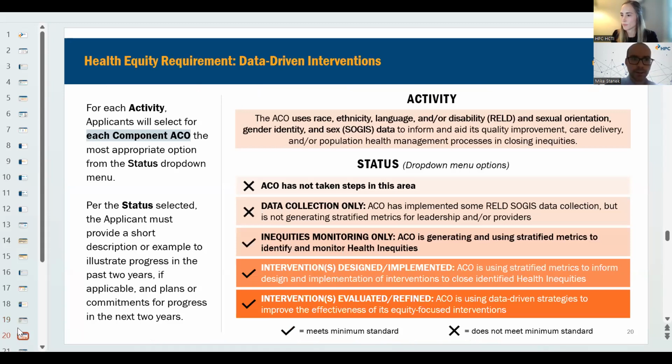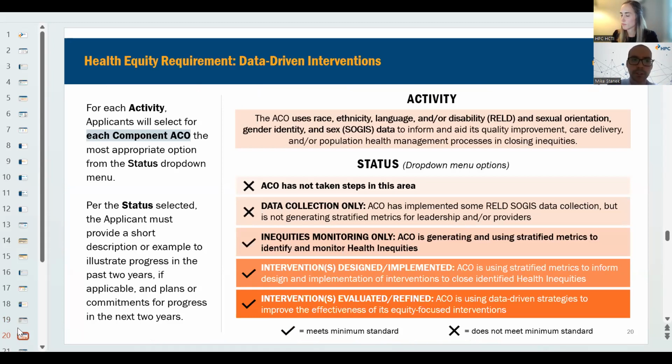Now let's dig in on each of the 3 activities. The first activity ACOs will be asked to report on is using various forms of socio-demographic data to monitor inequities and inform the development of interventions to address them. First, ACOs will characterize their current status on this activity using a structured dropdown. And you can see those structured response options here. These are meant to represent a continuum of progress.